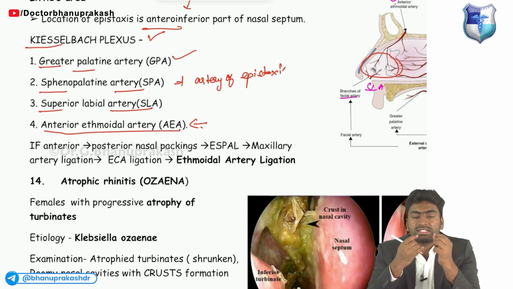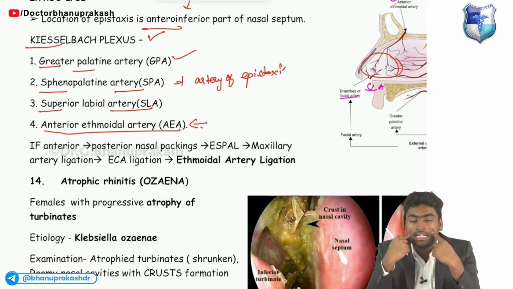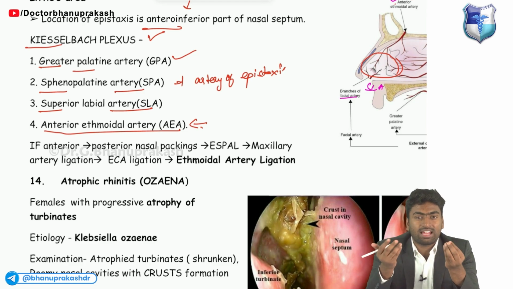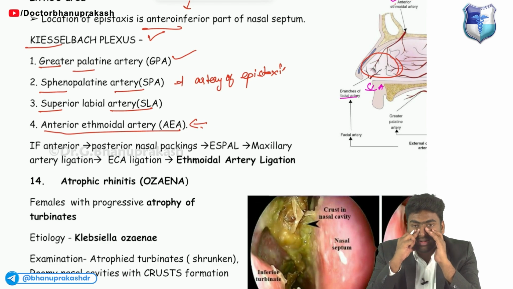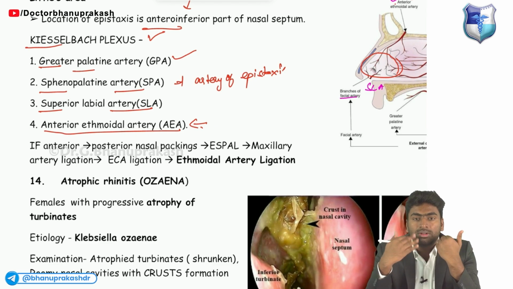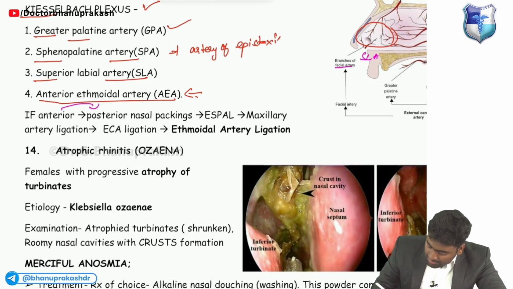In nasal packing, we put a gauze piece inside the nose, because we know it is mostly the anterior Kiesselbach's plexus which is bleeding. In such a scenario, we do nasal packing with saline and adrenaline. It causes vasoconstriction, and because of the compression force, the bleeding will stop. But if it doesn't stop, then we move ahead with posterior nasal packing. Anterior, then posterior nasal packing.